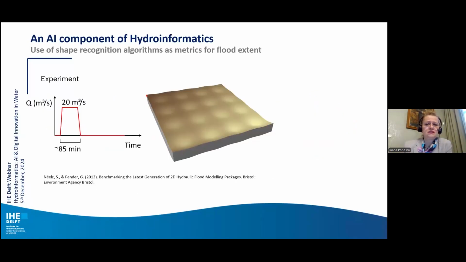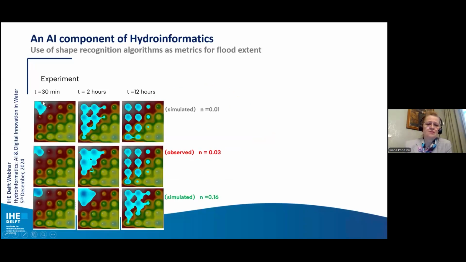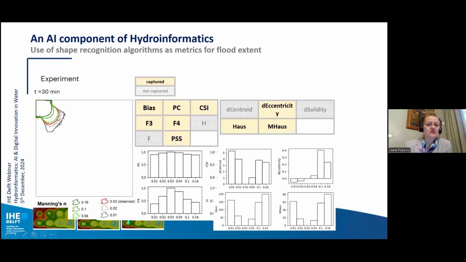In order to see the results we are obtaining, the experiment that is usually done for benchmarking flood modeling software is to have an area with a lot of depressions, and a discharge hydrograph inflow that comes in at the top part and floods the area. If that flooding happens between 30 minutes and 12 hours with different roughness coefficients, this is how the flooding would look. And now we have computed, at 30 minutes, how these metrics will capture or not capture the flood.